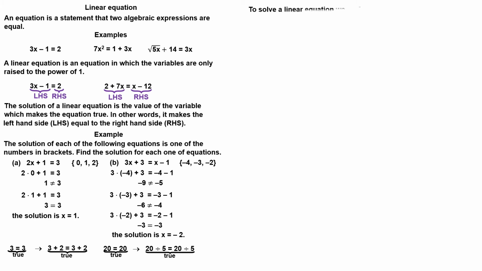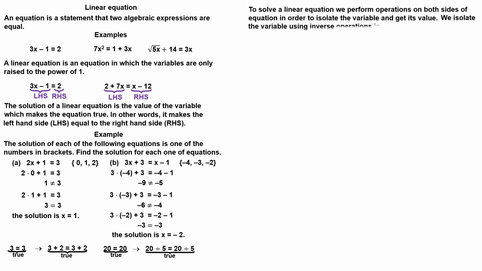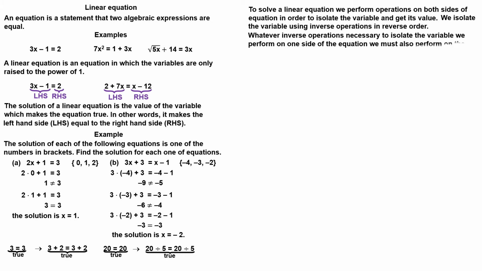To solve a linear equation, we perform operations on both sides of the equation in order to isolate the variable and get its value. We isolate the variable using inverse operations in reverse order. Whatever inverse operations necessary to isolate the variable we perform on one side of the equation, we must also perform on the other side. Let's see how it works.